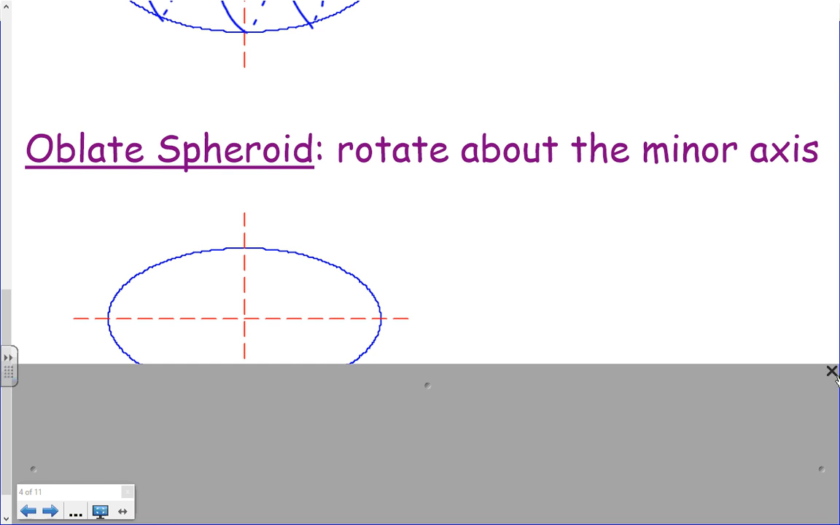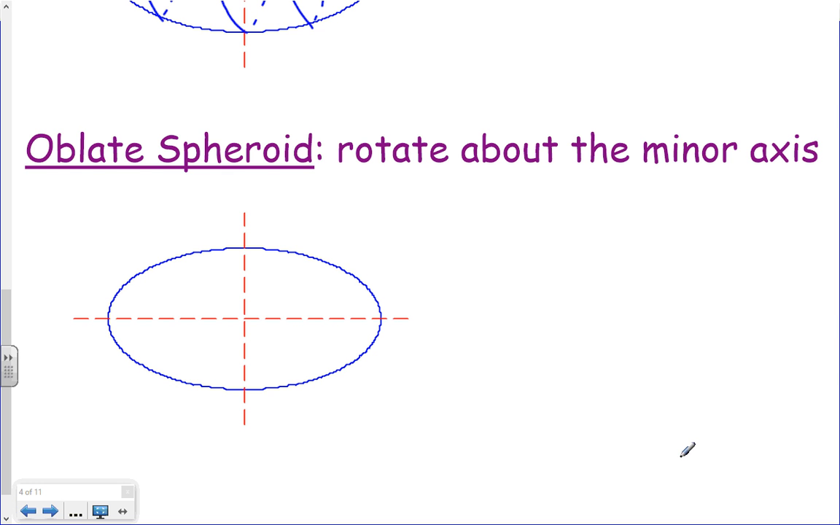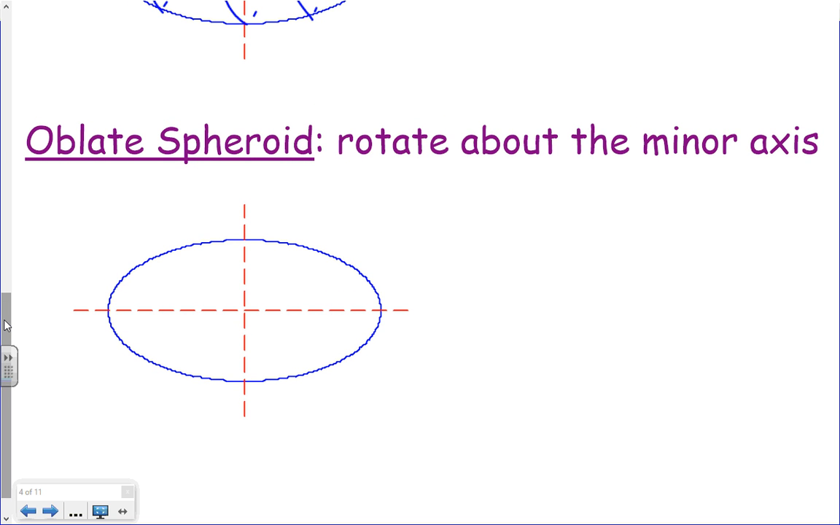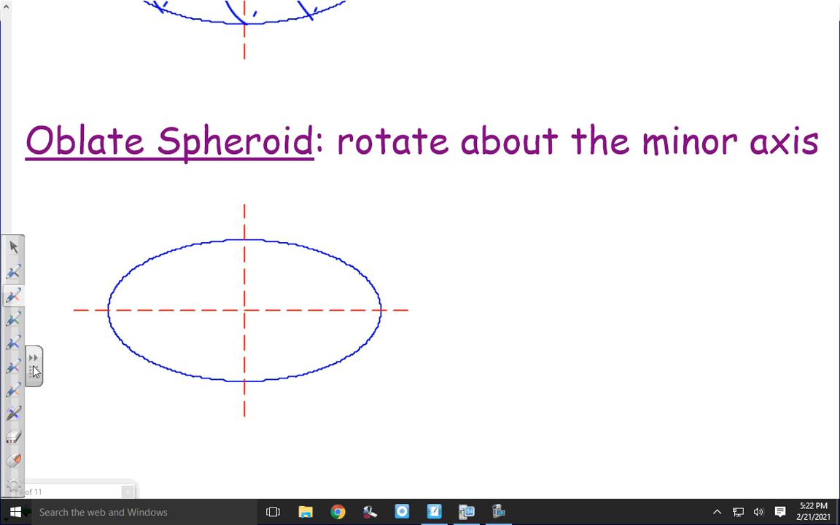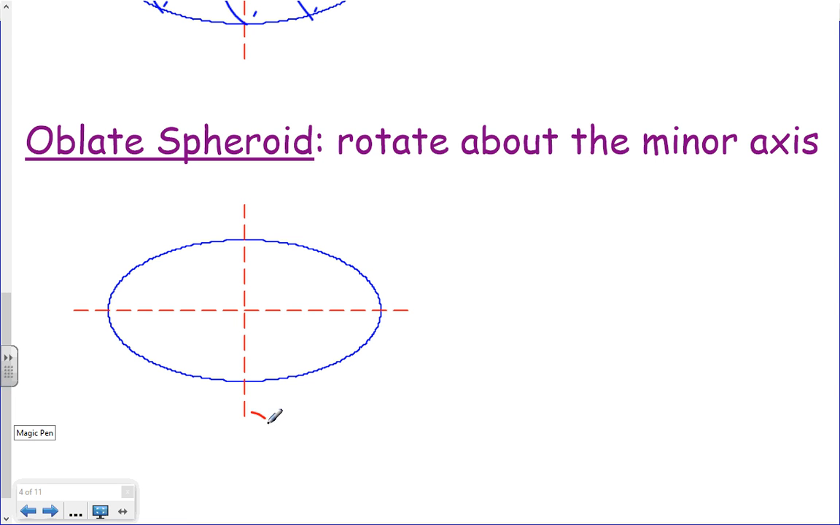So the last one here for the ellipse is rotating around the minor axis, and we call this the oblate spheroid. The oblate spheroid, rotation around the minor axis. This is the trickiest one of all to sketch. This one I would definitely suggest you give yourself a little bit of practice with, but we're rotating around the minor axis, so that's this axis right here that we'll rotate around.